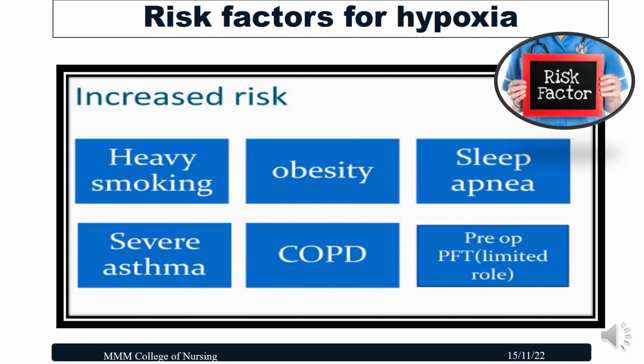Risk factors for hypoxia. The increased risks include heavy smoking, obesity, sleep apnea, severe asthma, COPD (chronic obstructive pulmonary disease), and pre-op PFT, which has a limited role. How can heavy smoking lead to hypoxia? In smokers, there will be an increased amount of carbon monoxide, so the blood contains increased carbon monoxide. This blood has decreased oxyhemoglobin. The oxygenated hemoglobins are decreased, so there will be decreased oxygenation to the tissues.